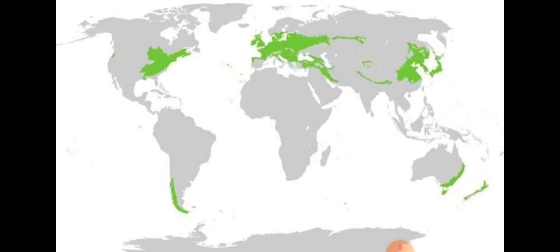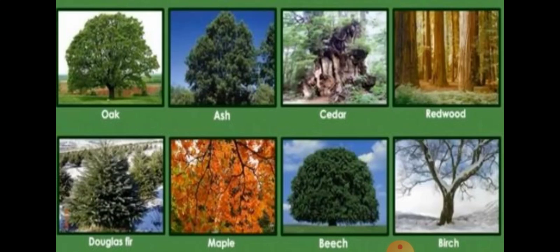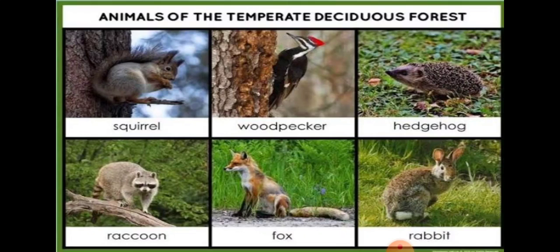Now look at the region where the temperate deciduous forest is found. Now you can understand that these are the areas on the eastern and western margins of several continents. Some examples of vegetation: oak, ash, cedar, redwood, Douglas fir, maple, beech, birch. So this is the vegetation found in these regions. Now, the animals like squirrel, woodpecker, hedgehog, raccoon, fox, rabbit. These are some of the animals found in these regions.